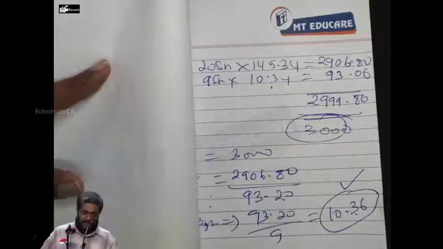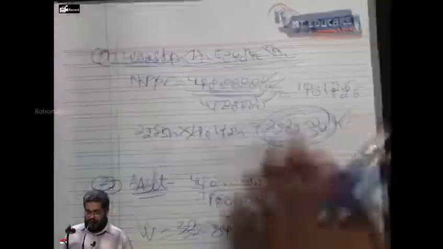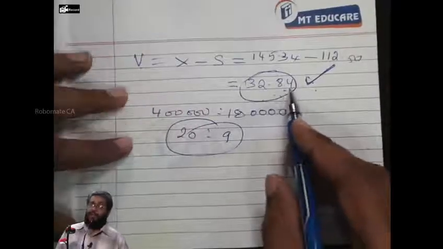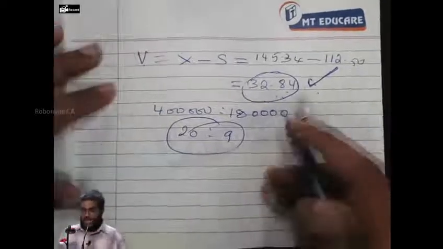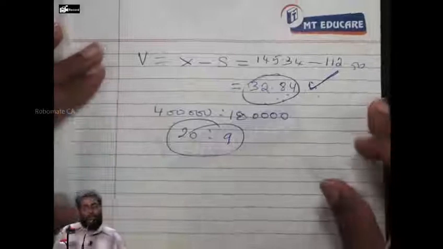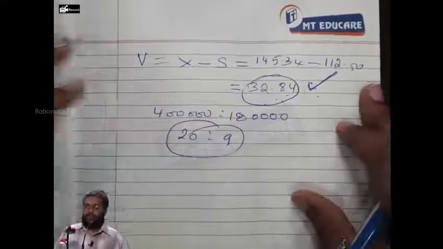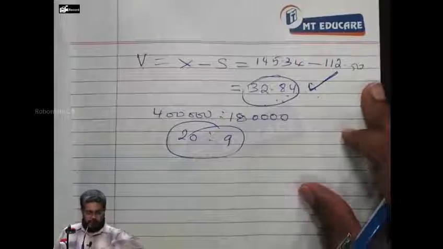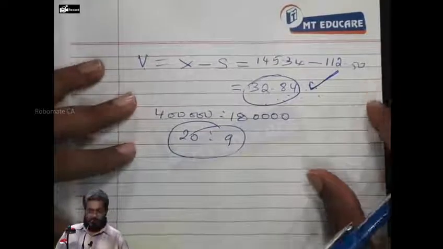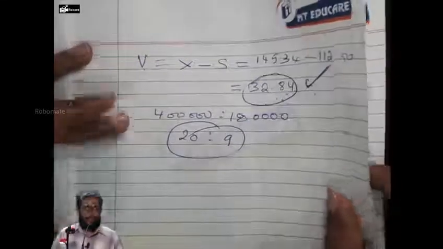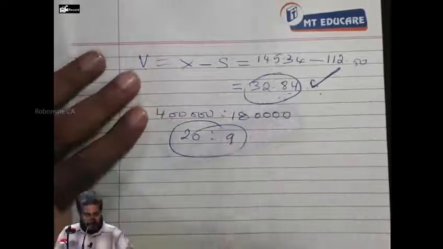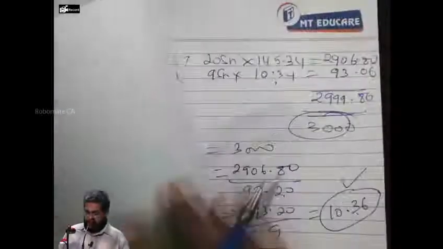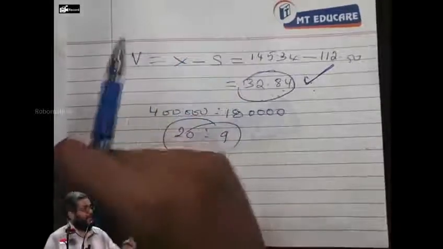If it is, how much? If it is 32.84, it is taken by old shareholders. Therefore, a fair price should be between 10.36 and 32.84. Now, everybody understanding the rights pricing or not?